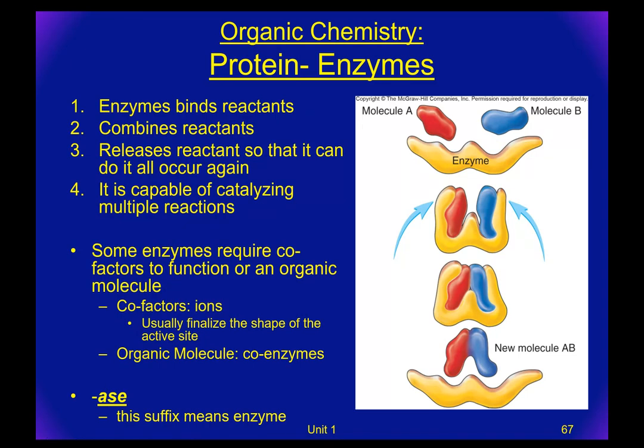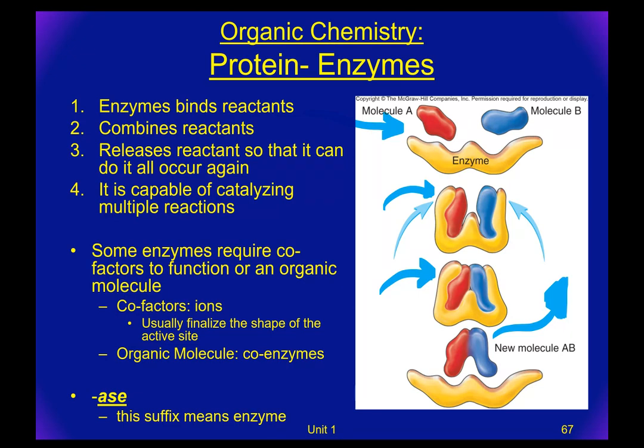So, an enzyme binds to reactants. It combines the reactants, okay, and then it releases the product so that it can do it all over again. Enzymes, just like catalysts, are capable of doing this multiple times. It's not like it's a one-trick pony. It does it once and then it dies.